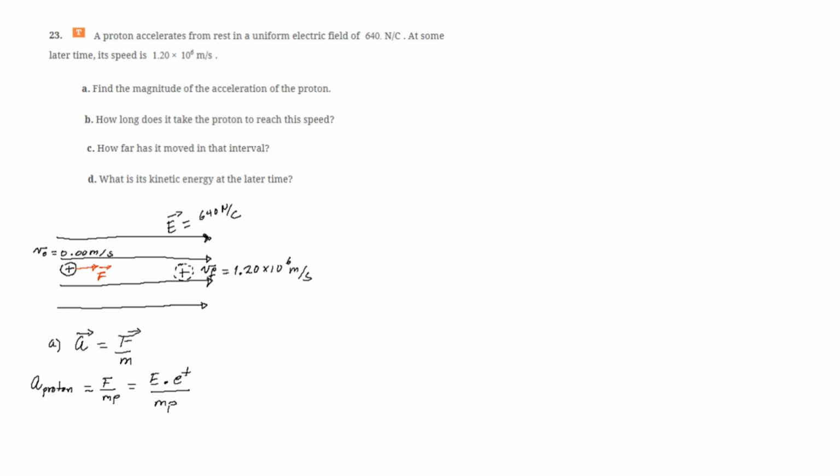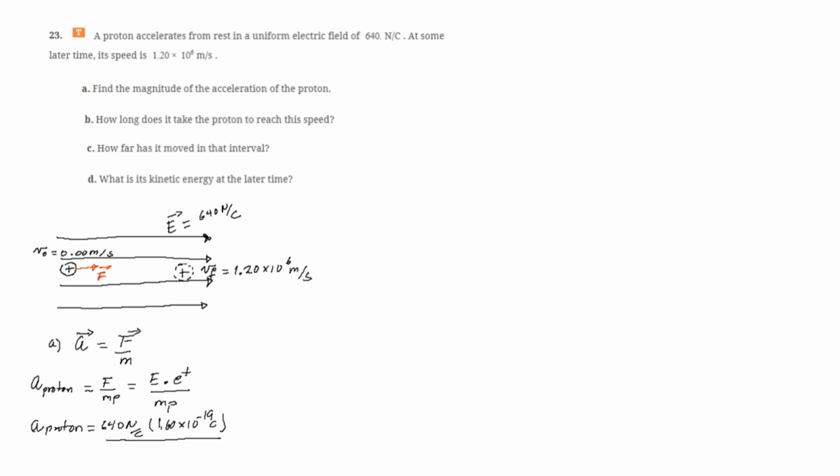So we know the intensity of the field, so the acceleration of this proton is the intensity of the field, 640 newtons per coulomb, times the charge of the proton, which is the same as the charge of the electron but positive, so it's 1.60 times 10 to the negative 19 coulombs, divided by the mass of the proton.